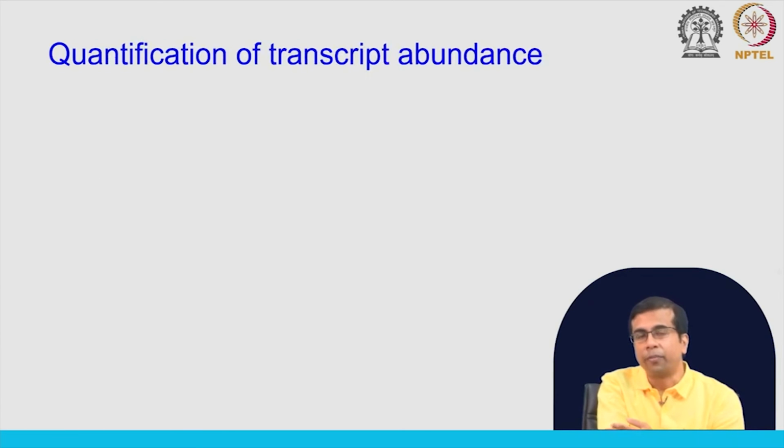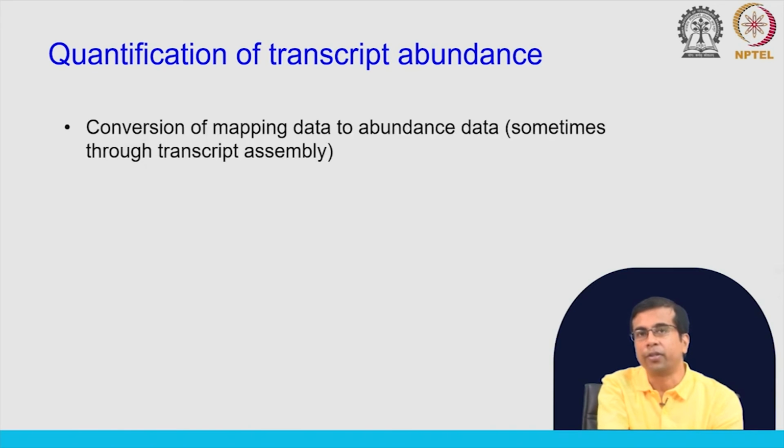Okay. So, once you have done the assembly and evaluated the assembly quality, the next step is to do the quantification of transcript abundance. How do you actually quantify the transcript abundance? This is the process where you convert the mapping data to abundance data, and this process can sometimes go through the transcript assembly process, as you have seen.